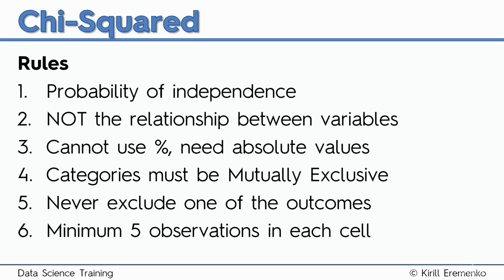And finally, rule number 6, a minimum of 5 observations in each cell. So that's an important rule of the chi-squared test. If you have less than 5 observations in a cell, you can't run the test. You have to look for other tests that might be suitable to your situation.